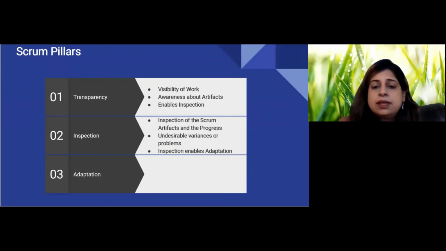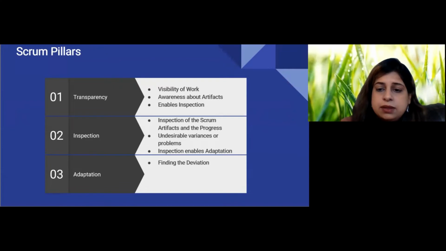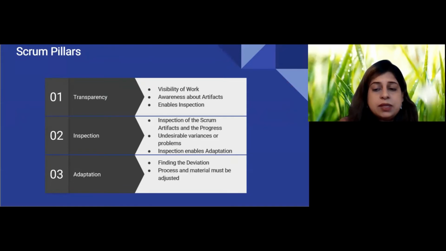The third pillar is adaptation. If any aspects of a process deviate outside acceptable limits or if the resulting product is unacceptable, the process being applied or the material being produced must be adjusted. The adjustment must be made as soon as possible to minimize further deviation.